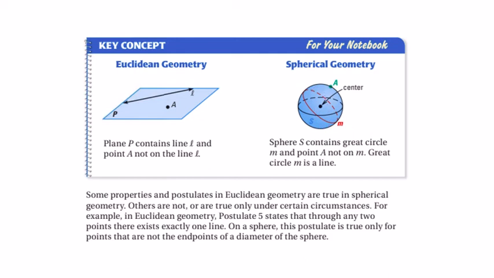But if I were to pick 2 points that aren't on the end of a diameter, because here you can see those 2 points are on the end of a diameter, I can pick this point, and then this point over here. There's only going to be one line that goes through that, one great circle that goes through that, as long as they are not endpoints on a diameter. So that's where we have similar postulates, but there has to be a little bit of editing.